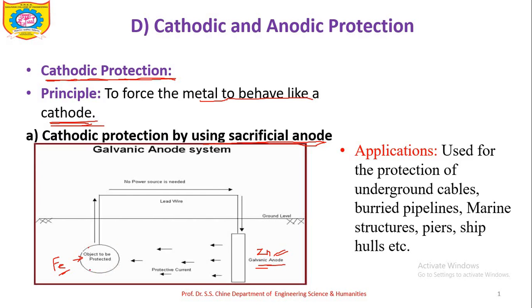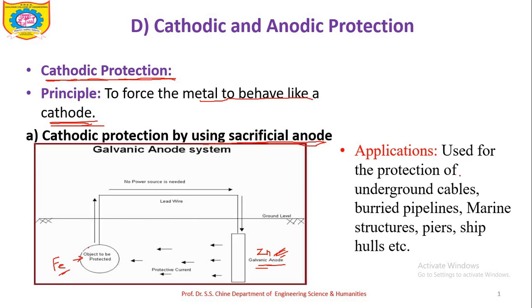So this object to be protected is connected with an insulated wire to a galvanic anode such as zinc. That is considered a sacrificial anode. So why sacrificial anode? This zinc is acting as an anode and it sacrifices itself. It itself undergoes corrosion. That's why this method is known as using a sacrificial anode.